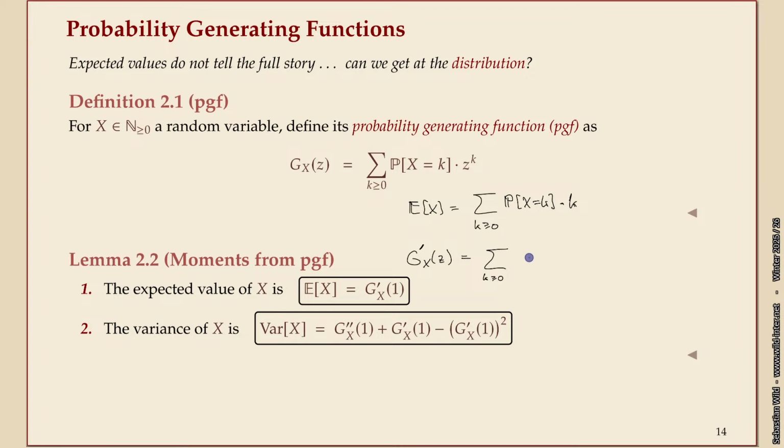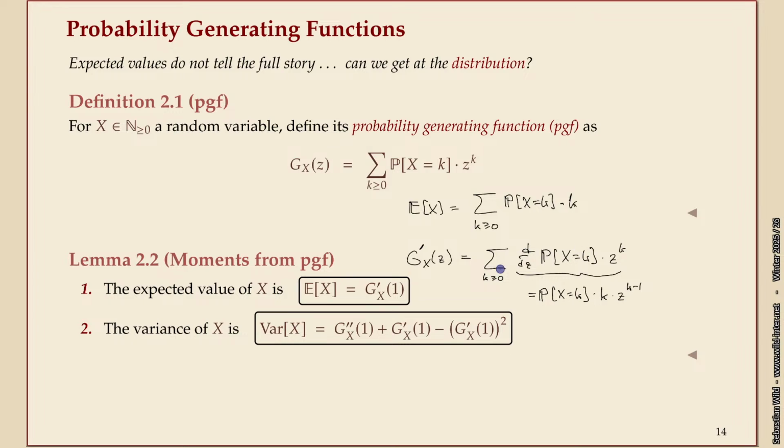So you just take the derivative d dz of this term in the sum. And what's this derivative? Well, this probability doesn't depend on z, so that's just a constant. And this thing, well, that's a polynomial. I know how to take derivatives of that. It's k times z to the k minus 1. That was easy. Now the sum in front stays.